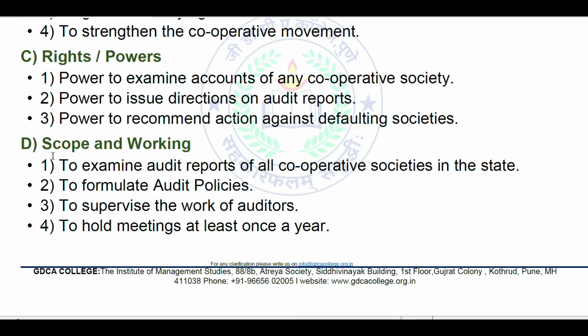D, scope and working. To examine audit reports of all cooperative societies in the state, to formulate audit policies, to supervise the work of auditors, and to hold a meeting at least once in a year. So these are the scope and working.